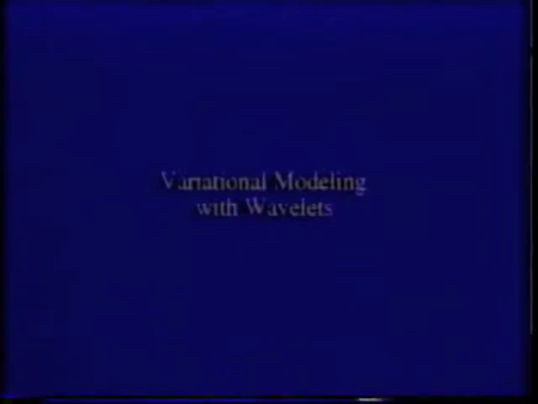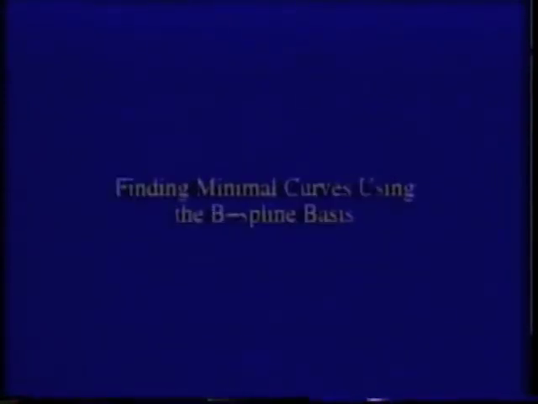Now we will show how wavelets may be used to efficiently solve variational modeling problems. First, we will show what happens when an optimization problem is stated in a cubic B-spline basis with 65 control points.